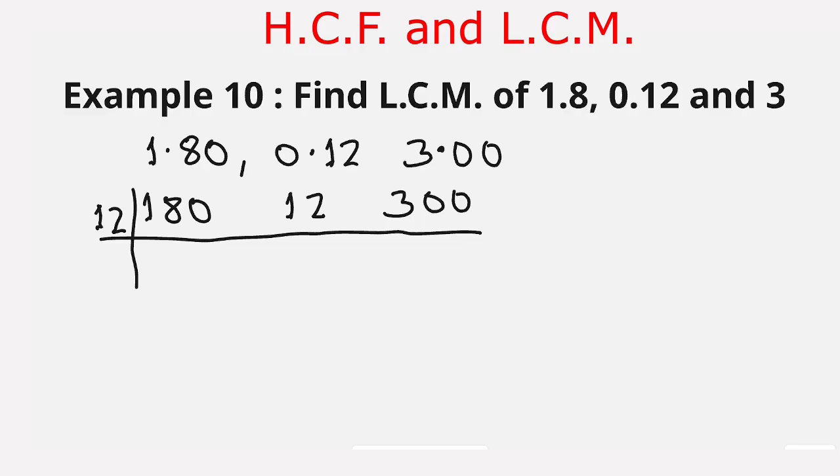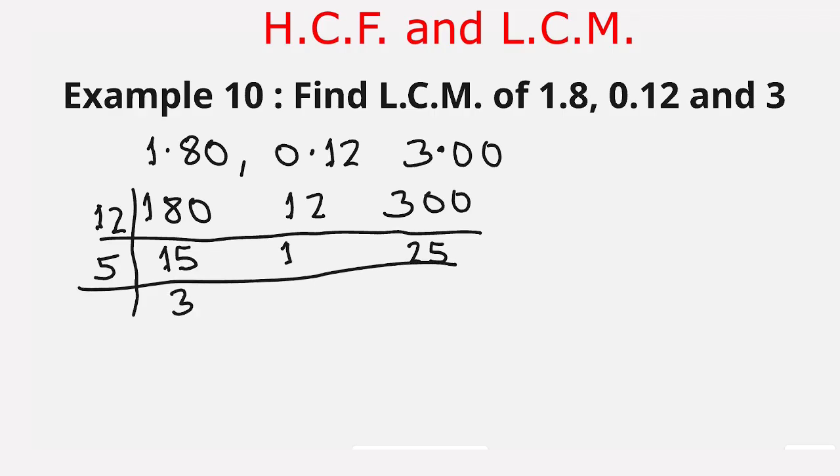12 is common in all these numbers. 12 divides 180 for 15 times. 12 divides 12 for 1 time and 300 for 25 times. Now 5 is common in 15 and 25. So 5 divides 15 for 3 times and 25 for 5 times. So our LCM will be 12 multiplied by 5 multiplied by 5 multiplied by 3. This is equal to 900.